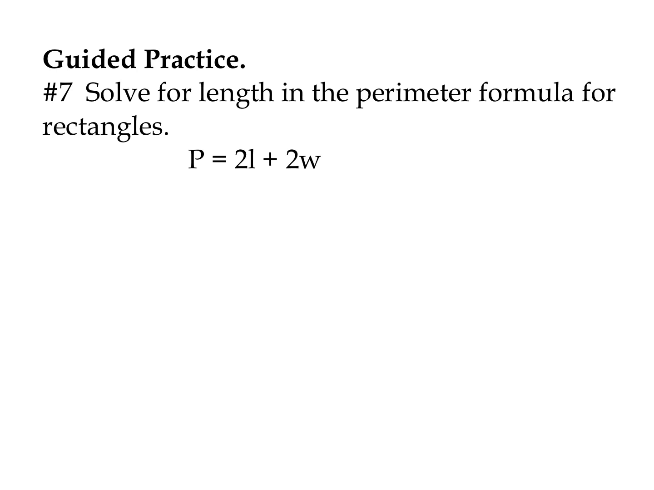So if we want to solve for length, that means I want to get the L by itself. So how can I do that? 2L plus 2W. Again, we want to cancel out addition or subtraction first. So I'm going to subtract 2W on both sides. I get P minus 2W equals 2L.